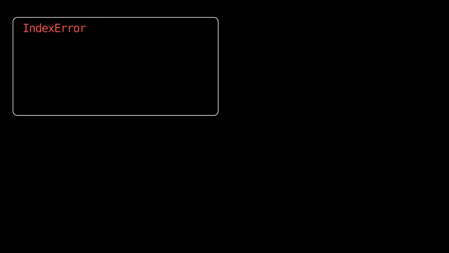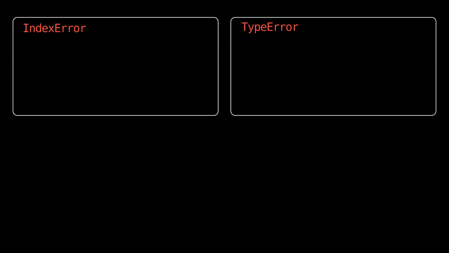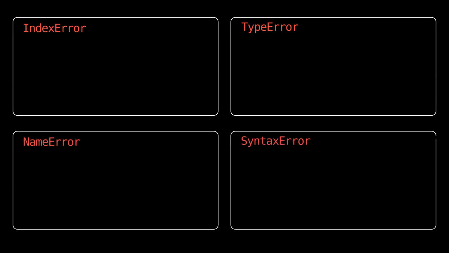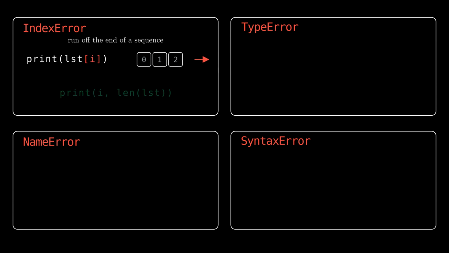Some bugs announce themselves. Python raises an error, names the type, and points at the line. Those are the easy ones. An index error means you have run off the end of a sequence. The first move is mechanical. Print the index you used and print the thing you indexed into and compare the two.